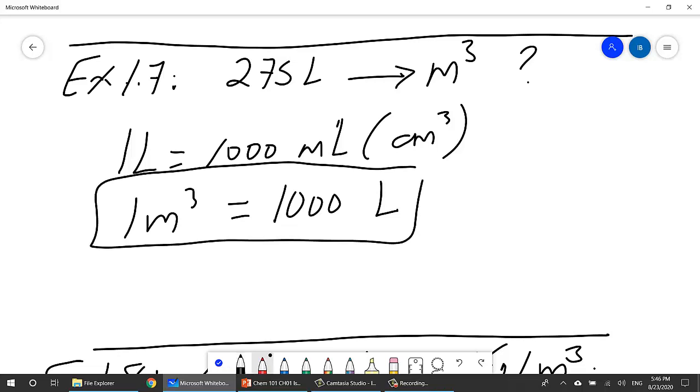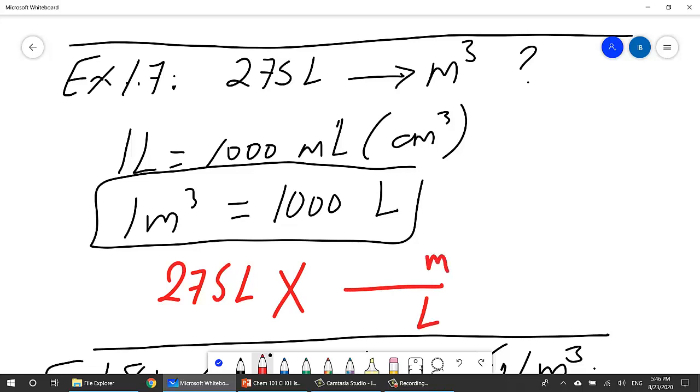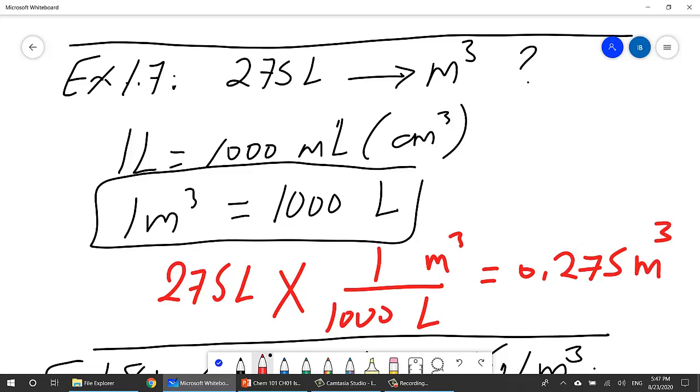So this question is pretty straightforward. It's only one conversion. I would say 275 liter multiplied, liter down, meter cube up, 1 meter cube will be this. So that will be 0.275 meter cube. Super easy. 3 significant figures. We are fantastic.